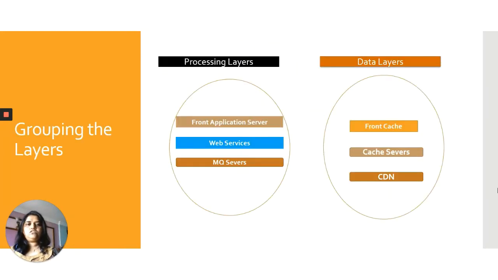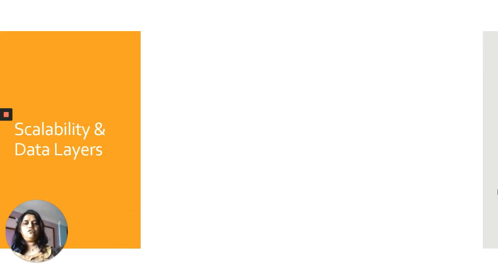So now let's move ahead with the study. For that, we divide our layers into two parts. One is the processing layers and the other is the data layers. In the processing layers, we have the application server, the web services and the MQ server, basically the part which handles the processing. And the data part, as we can see, are the cache servers and the CDN. First we will see how we can scale these data layers, and then in our next videos we'll move ahead to the processing layers.